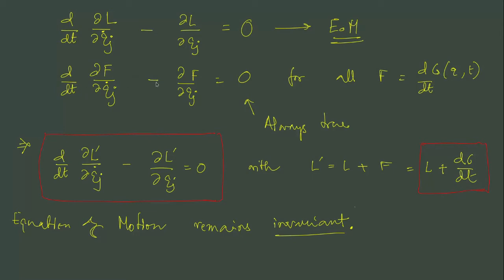Now, this equation is always true for all functions g. So we can simply add it up, and it is not going to make a change in the equation of motion because they will cancel. I mean, this will be identically 0. So even if we change the Lagrangian by adding a total time derivative of a scalar function which does not depend on velocity, the equation of motion does not change. It remains invariant. It's a very important result that we will use later.